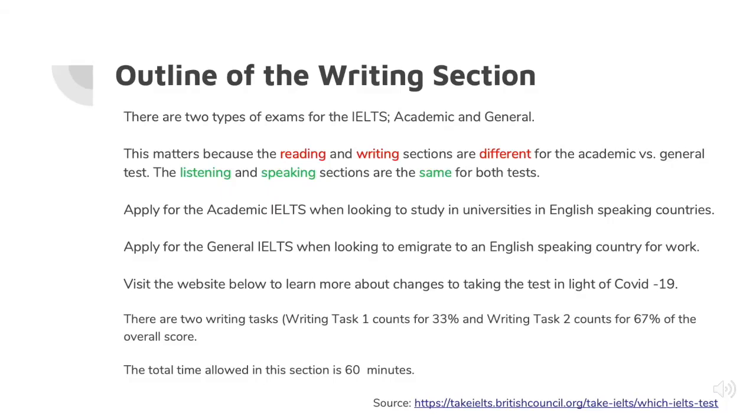There are two writing tasks. Writing task 1 counts for 33% and writing task 2 counts for 67% of the overall score. The total time allowed in this section is 60 minutes.